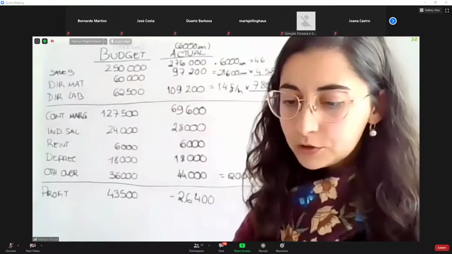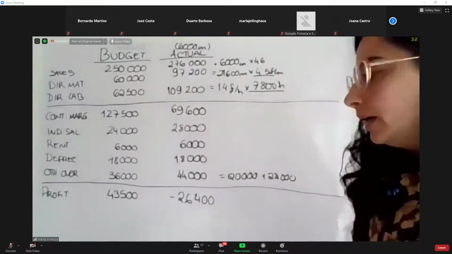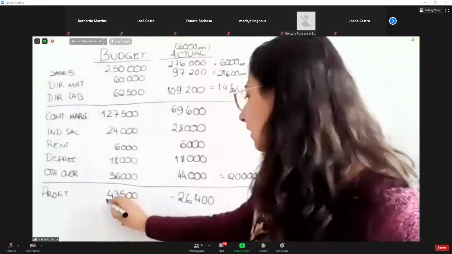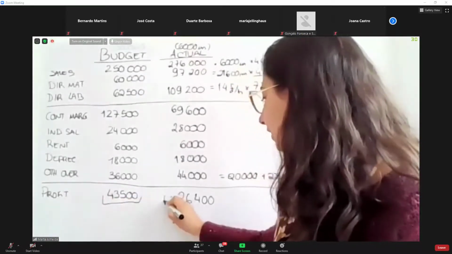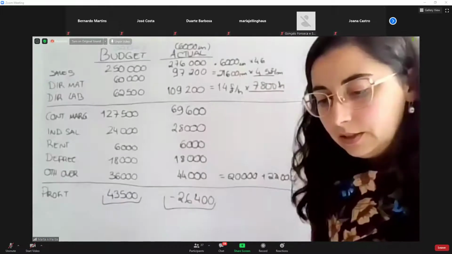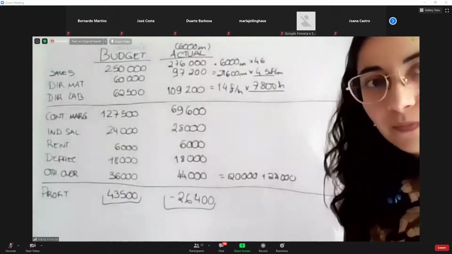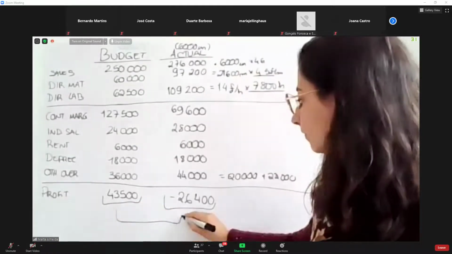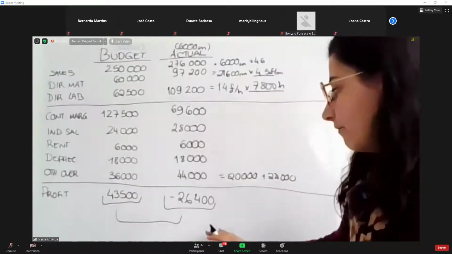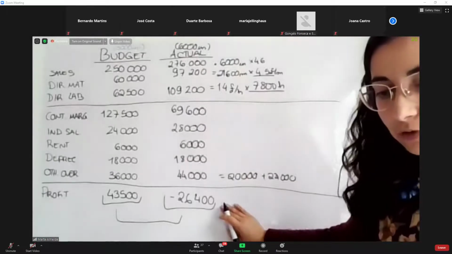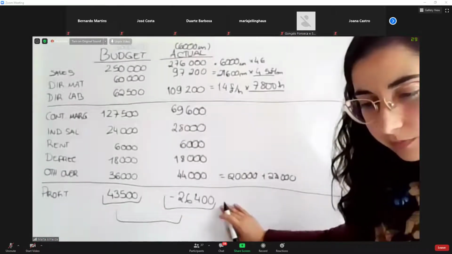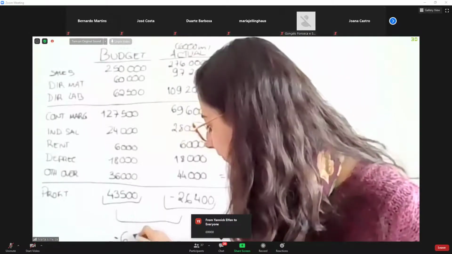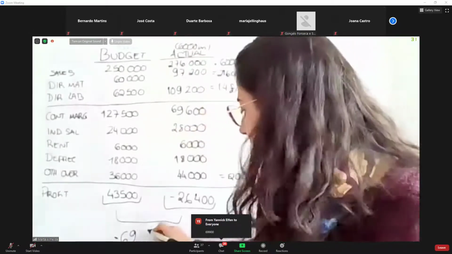So we see here a big difference between the expected profit and the actual loss. So how much is the difference? Between 43,500 and minus 26,400? $69,000.